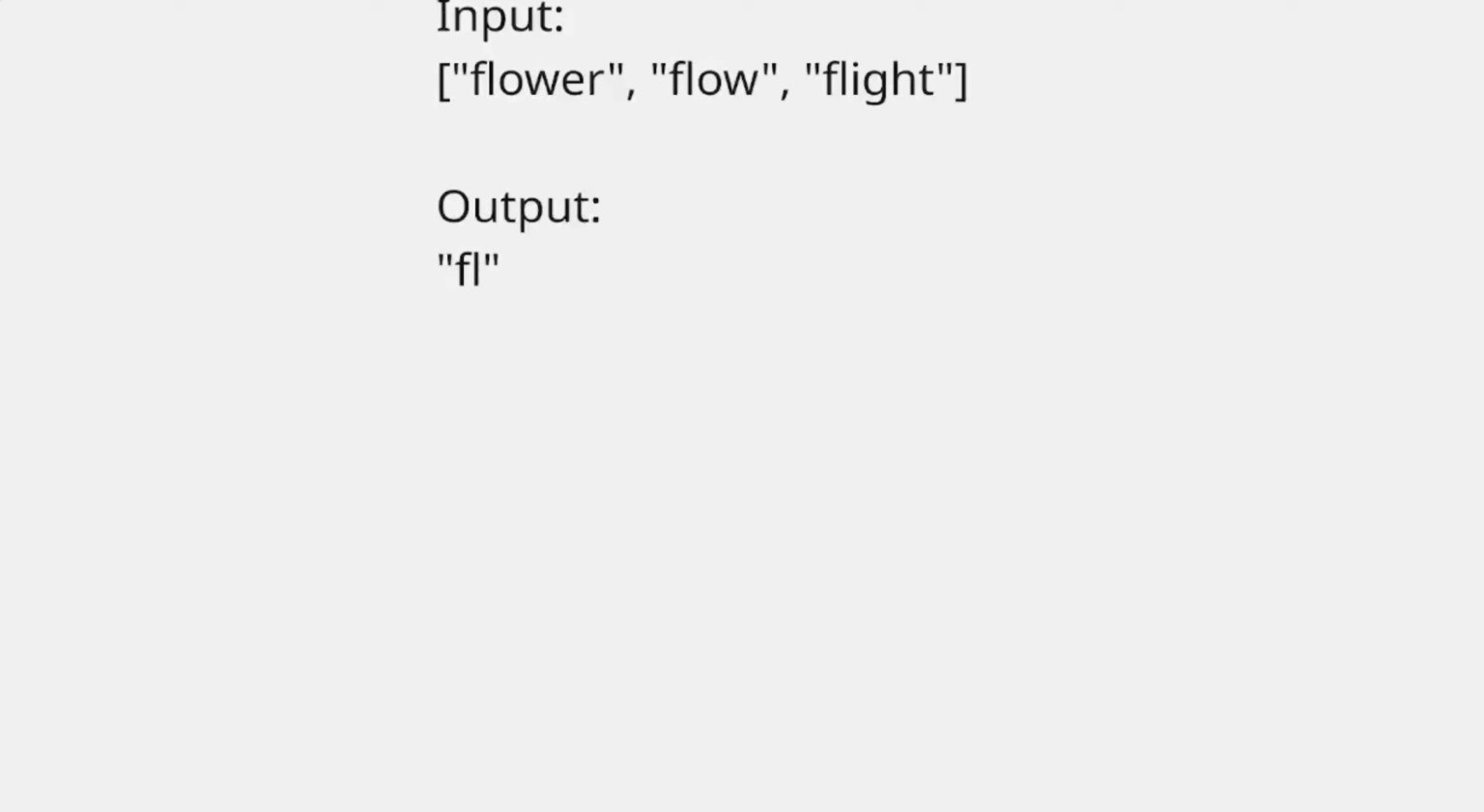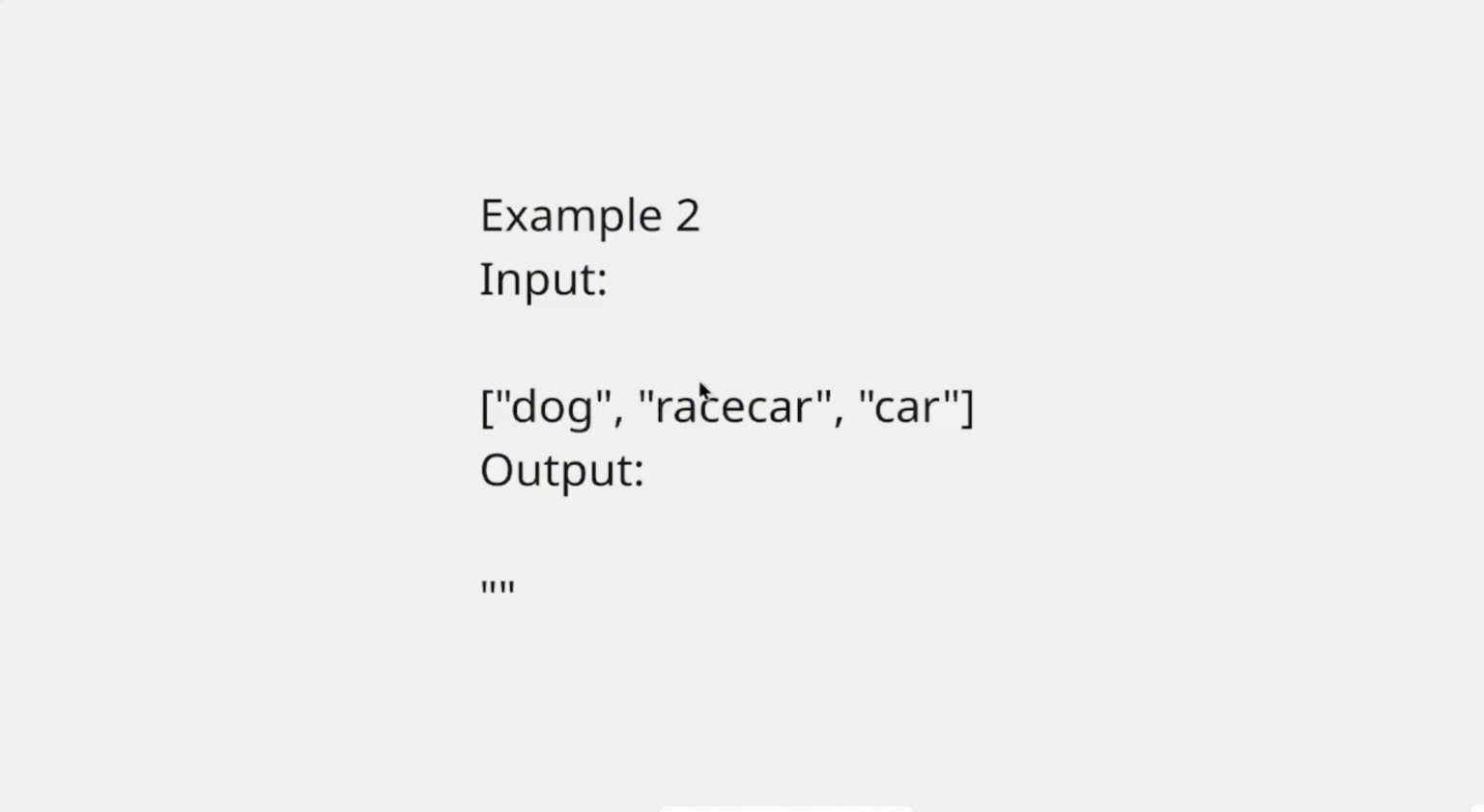So let's see our second example. In our second example, we have dog, racecar and car. So if we take D, is D present here? No. So of course it's not a common prefix. So let's take O. Of course here also it's not present, here also not present. And if we take D, in the second string also it's not present, and likewise in the third string. So the first character does not occur in every string, so of course there is no longest common prefix. So we just return an empty string.